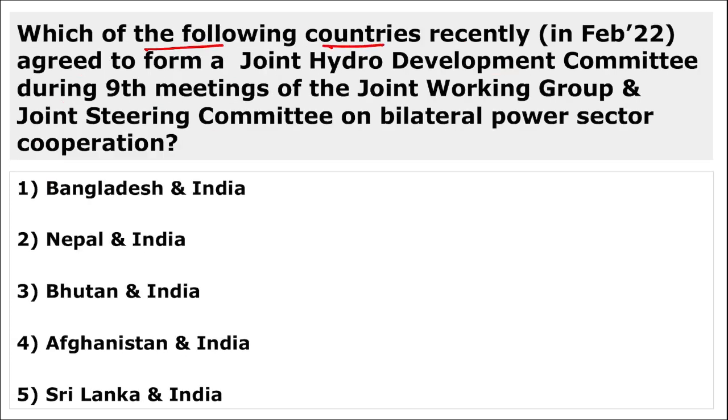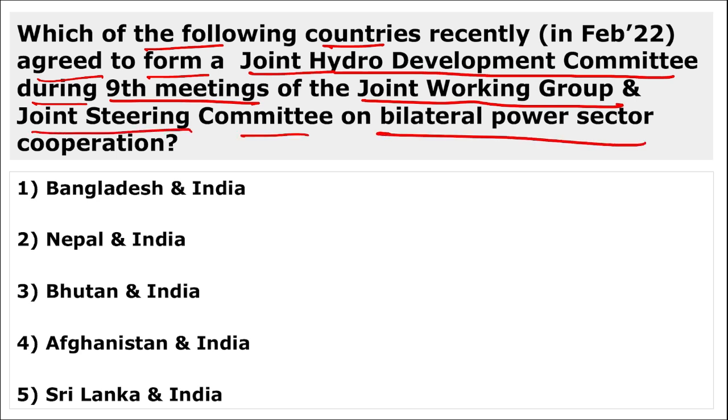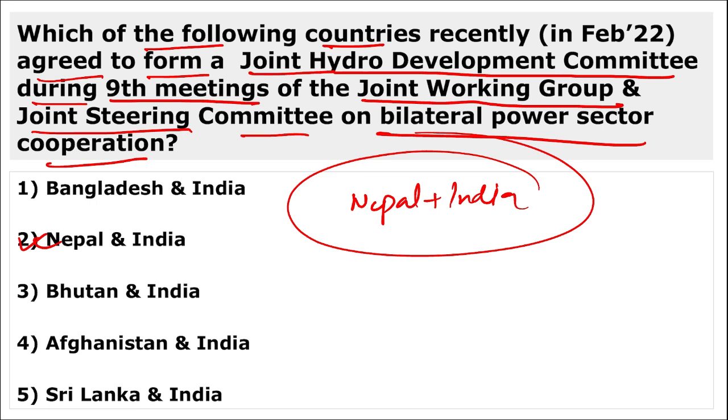Next, which of the following countries recently agreed to form a joint hydro development committee during the 9th meeting of the joint working group and joint steering committee on bilateral power sector cooperation? Which of the following countries agreed to form a joint hydro development committee during this 9th meeting? It is Nepal and India. Important. And it is a joint hydro development committee during the 9th meeting of the joint working group and joint steering committee.